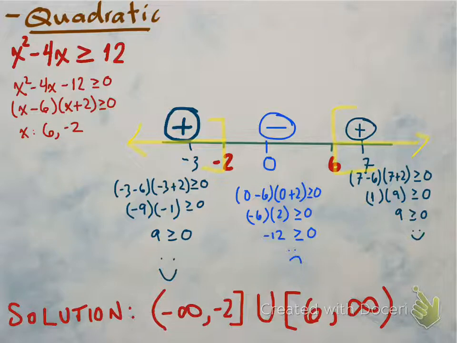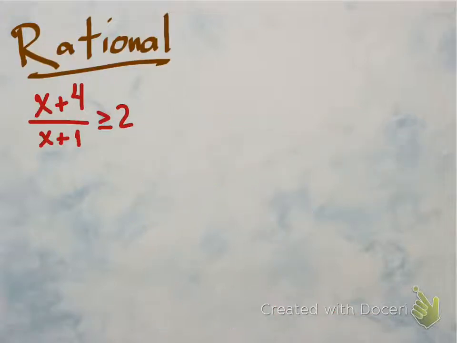Okay, let's try a rational example, such as x plus 4 over x plus 1 is greater than or equal to 2. Once again, it's not set to 0, so we have to do that. That's pretty easy, though, also. Just subtract 2 from both sides.